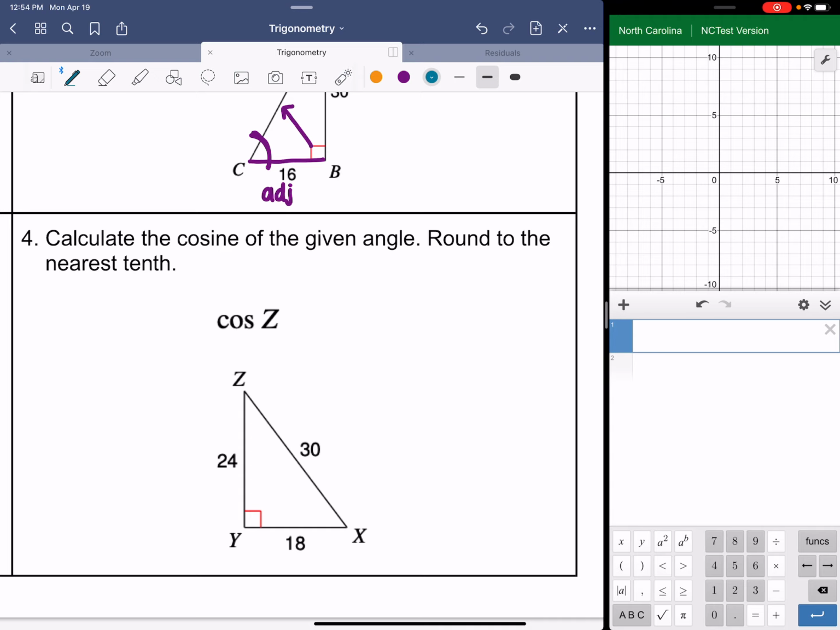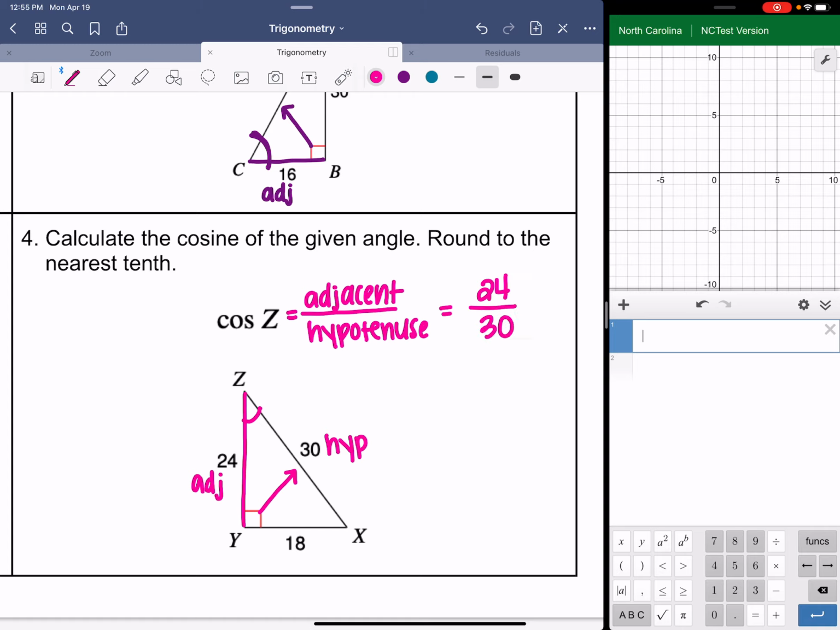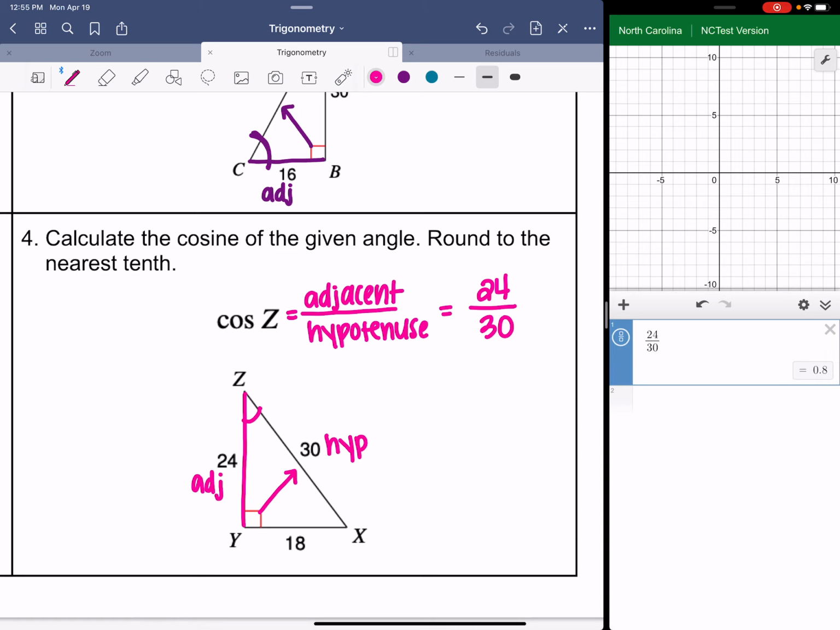Number 4, the cosine of angle Z. Right. So 24 is going to be the adjacent side. 30 is going to be the hypotenuse. So if we're going to set up our ratio, that's going to be adjacent over hypotenuse. So the adjacent side is 24 over hypotenuse of 30. And that gives us exactly 0.8.